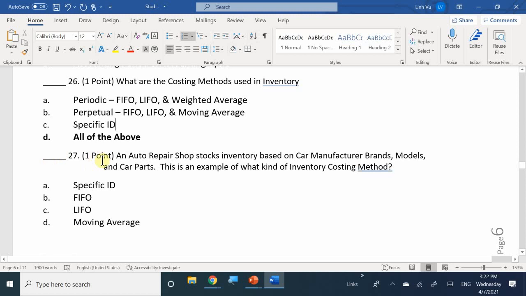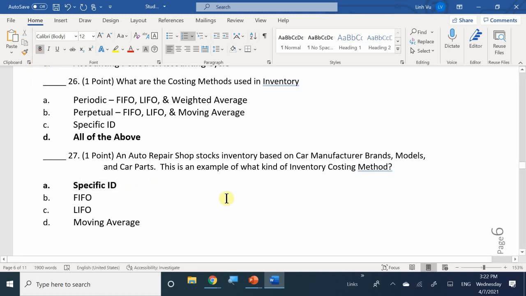Number 27: An auto repair shop's inventory is based on a car manufacturer or brand of the models, and they also keep track of their car parts. So if the inventory is based on those three criteria, this is an example of what kind of inventory costing method? A, specific ID, yes, because once again, even though we didn't learn it, I do expect you to know what it is used for.